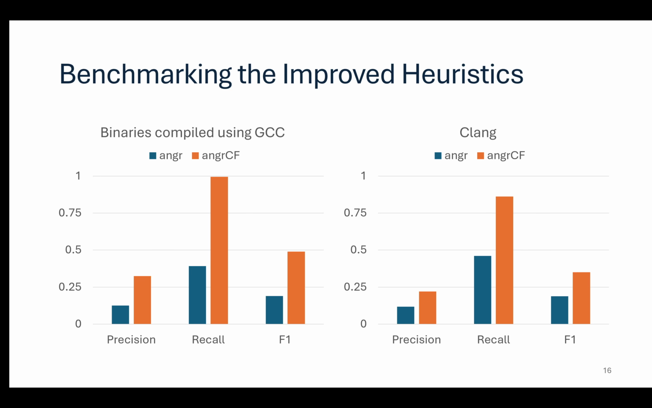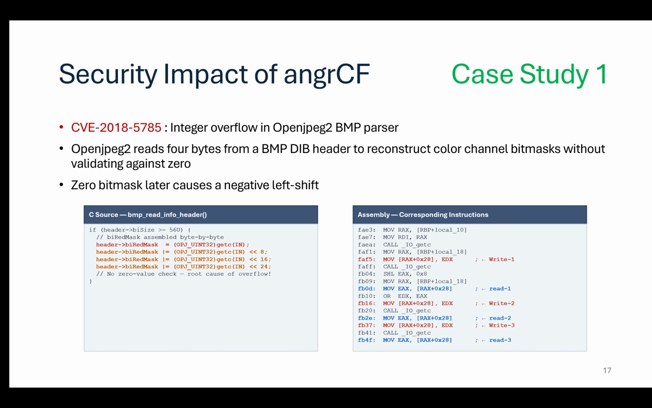As you can see here, this is the result of angr CF, which is our extension over angr, on real-world binaries that were compiled by GCC and Clang, and you can see that the precision, recall and F1 score metrics were much higher than the original angr. Then we used our extension angr CF on some vulnerable functions.